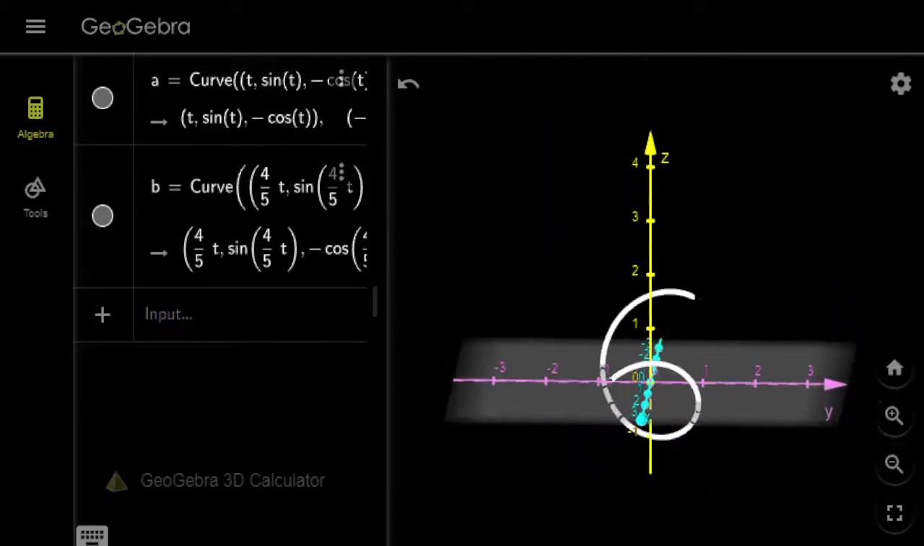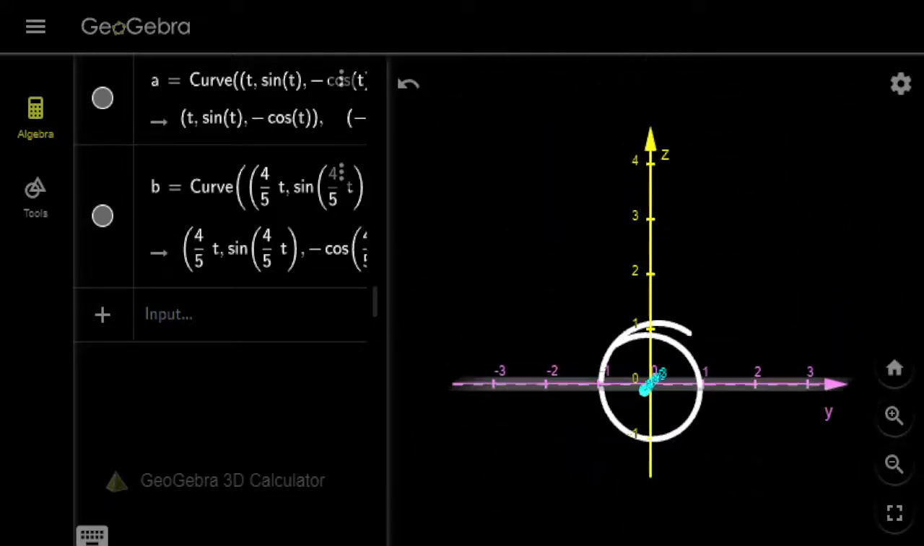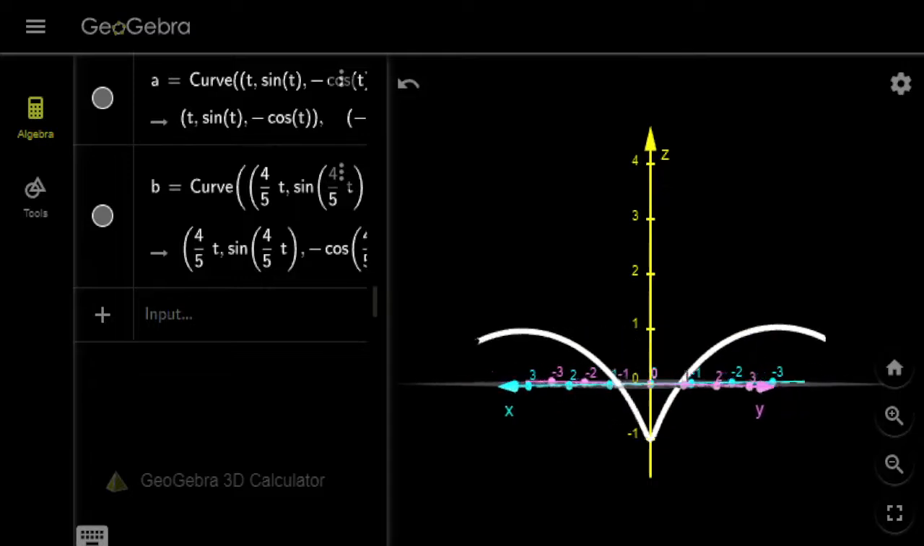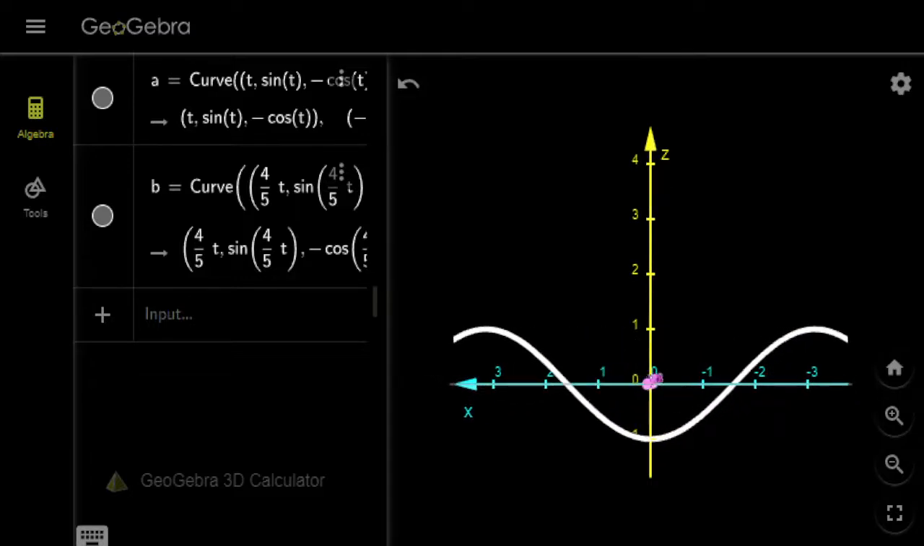Or we could look at y and z. If I can get this lined up just right, we should get a nice circle that shows up there. Or if we look at x and z, you get a negative cosine wave, which is exactly what we said we were going to get.